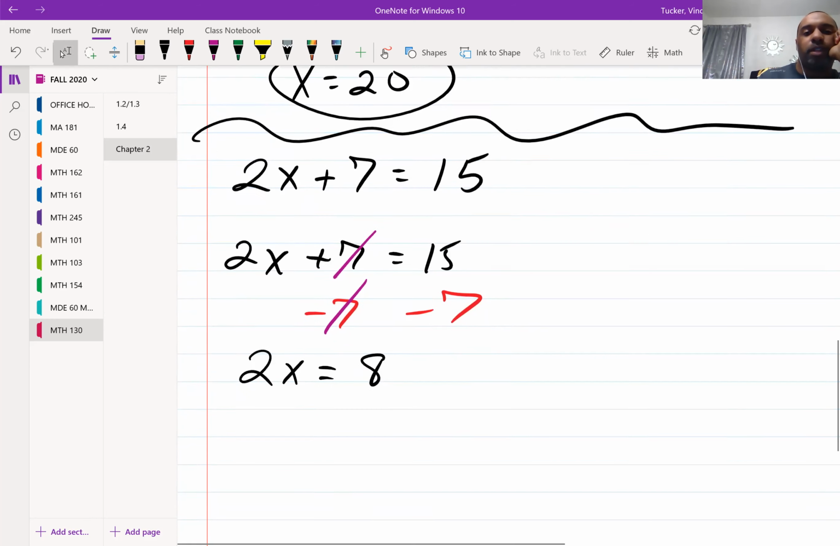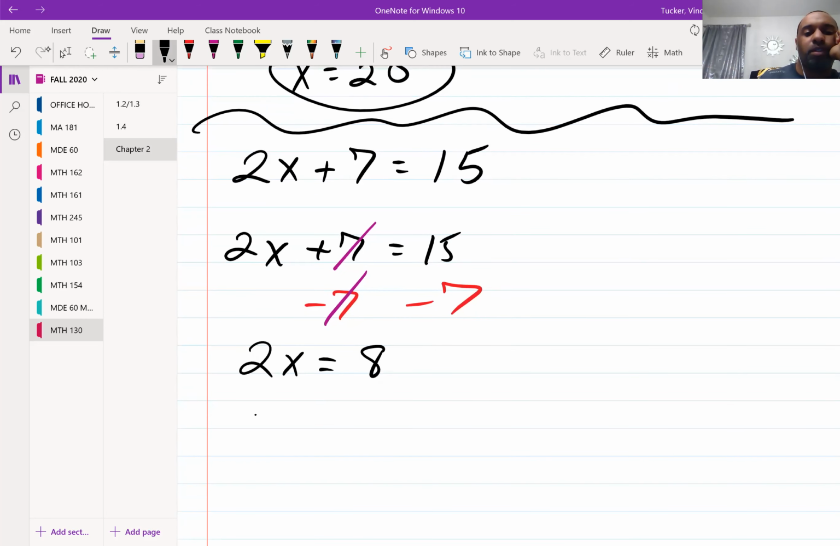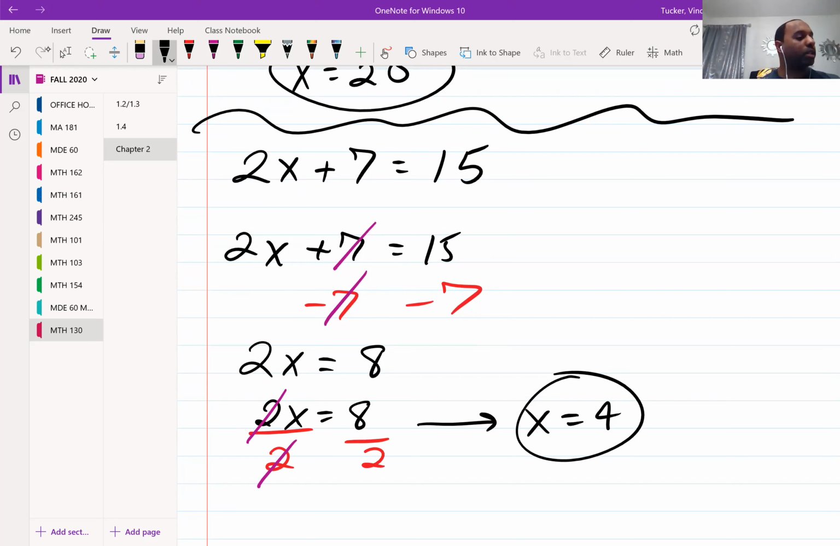And then from there, that's 2 times x equal to 8. I can divide both sides by 2 now. 2 over 2 cancels. 8 over 2 is 4. So my solution is x equal to 4.